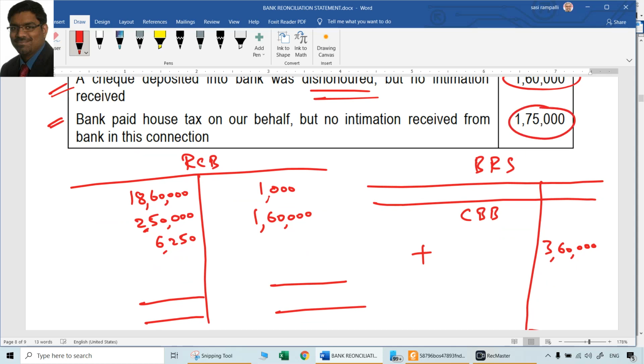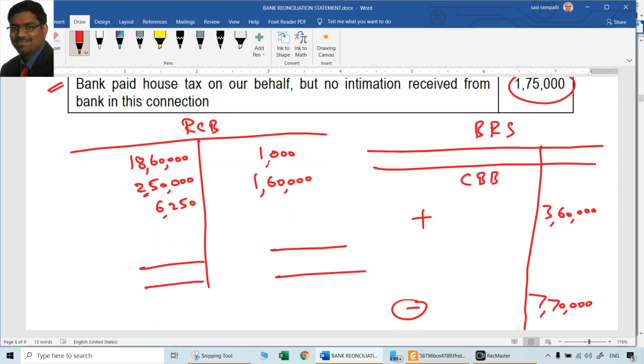Now, bank paid house tax on our behalf, but no intimation was received from the bank earlier. Now we know that. Same way it is also a withdrawal. Bank paid means it is a withdrawal. We did not record that so far. Now we know that. So now let us record that withdrawal. That is 1,75,000. With this, we can find out what is the revised correct balance as per cash book.